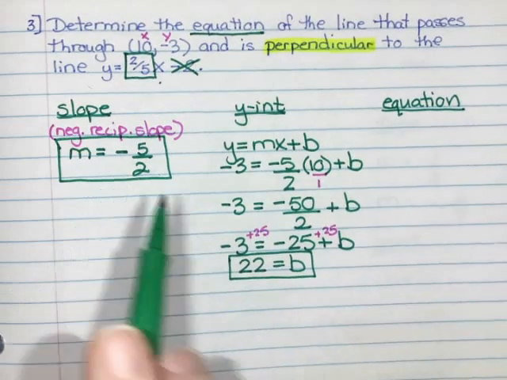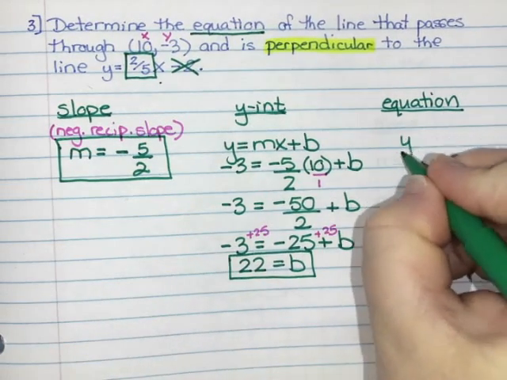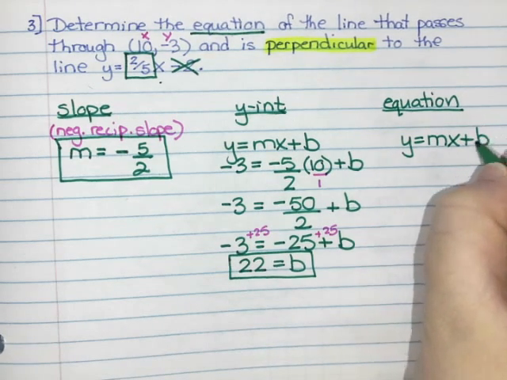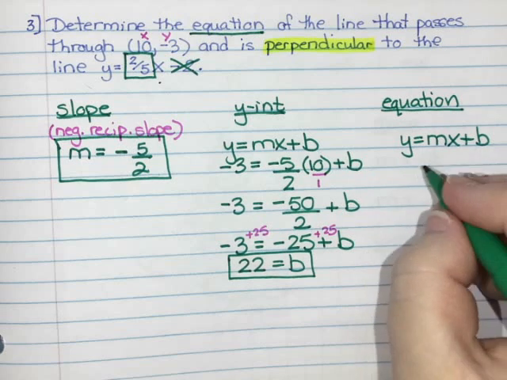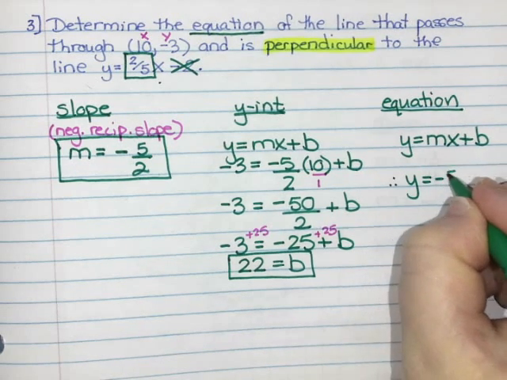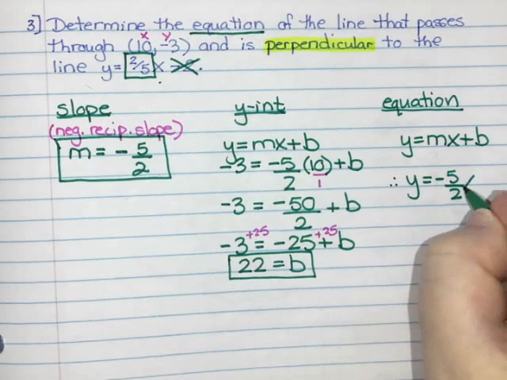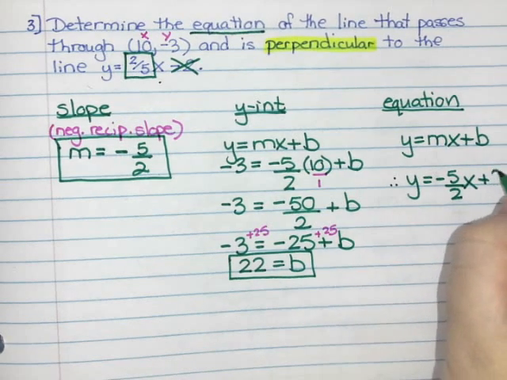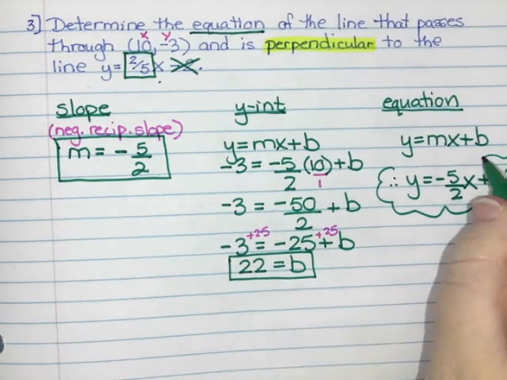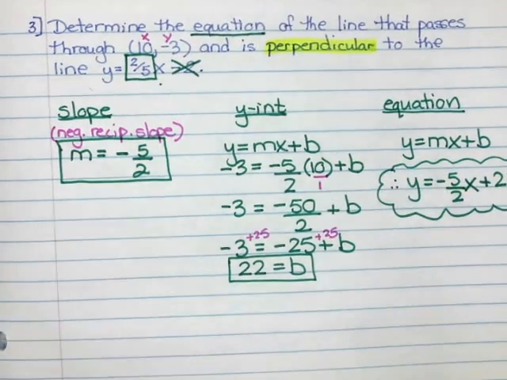We have a slope of -5/2. So for my equation, I'm just going to do y equals mx plus b. So y equals -5/2 x plus 22. And that's the equation of our line.